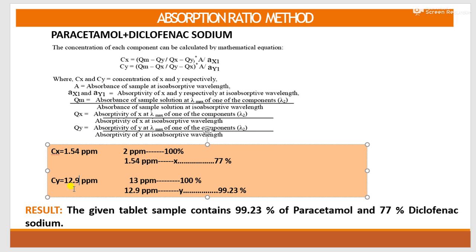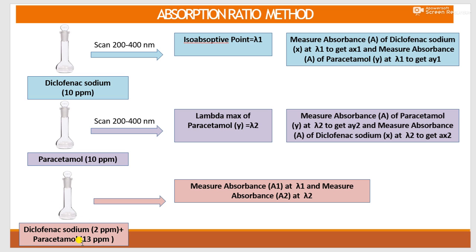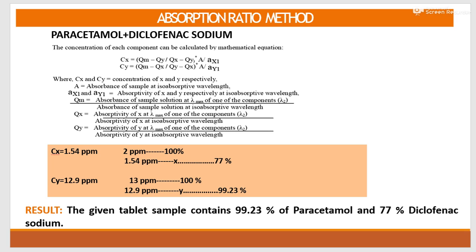So these are the values which we obtain from calculation, these two values. Now our theoretical value for diclofenac sodium is 2 ppm and paracetamol is 13 ppm, as we can see from here. So these are the theoretical values. So what will be the percentage purity? In this way you can calculate the percentage of paracetamol and diclofenac sodium. The result can be given as: the given sample of tablet contains 99.23% of paracetamol and 77% diclofenac sodium.